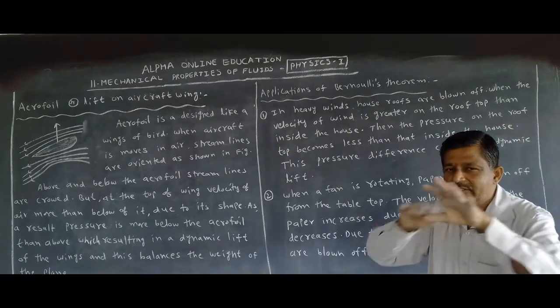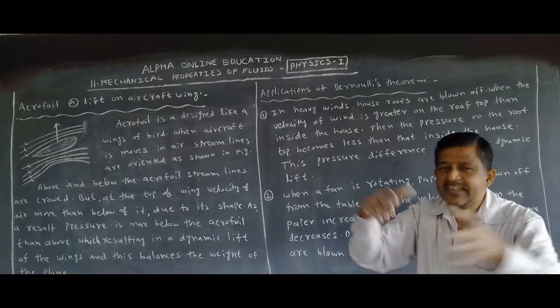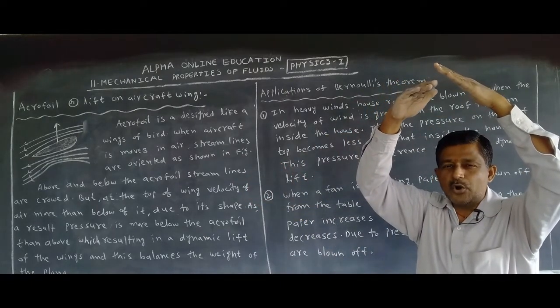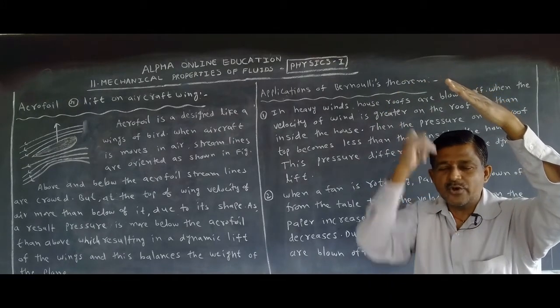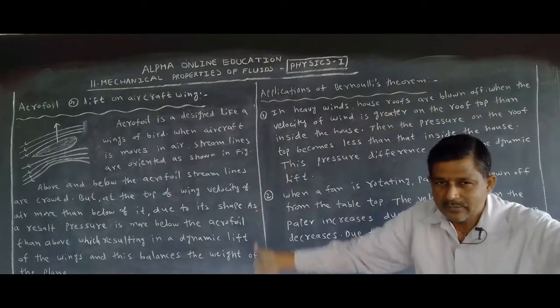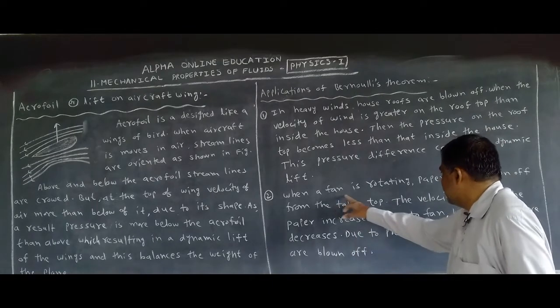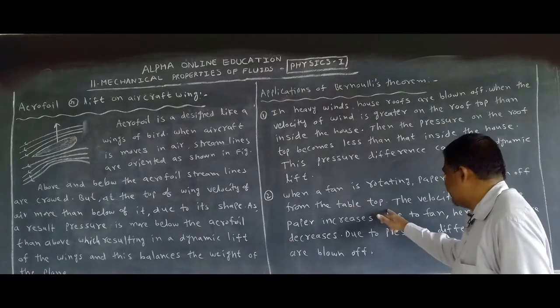That's why, when the wind blows on the roofs, the air should be able to enter and exit. Otherwise, on top of the roof the velocity is more and the pressure is less, but inside the velocity is less and the pressure is more. The difference in pressure blows off the roofs.